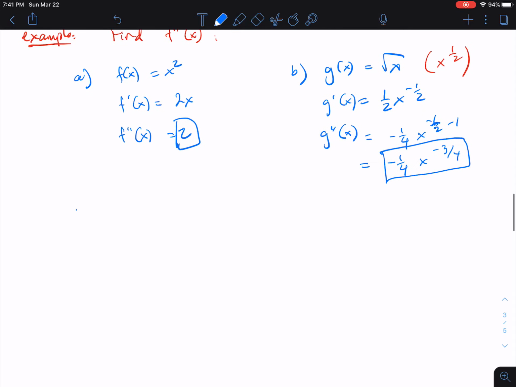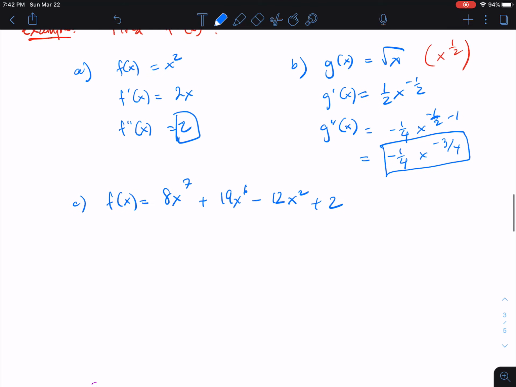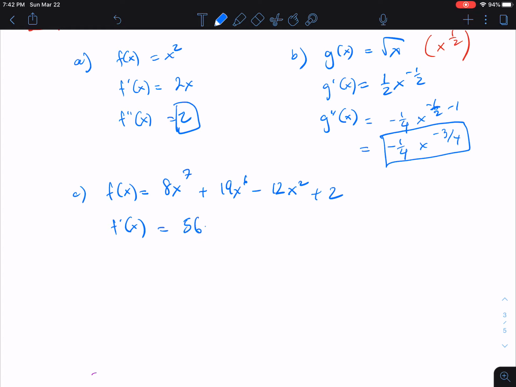Let's do another one. Let's combine several terms and apply the power rule several times there. Suppose we have 8x to the 7 plus 19x to the 6 minus 12x squared plus 2, for example. Applying the power rule to find the first derivative, we're looking at 56x to the 6 plus 19 times 6, which is 114, x to the 5th minus 24x. And the derivative of 2 is going to be 0.